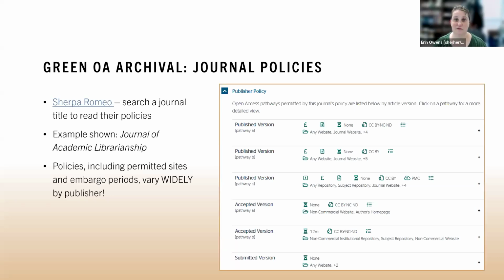We see here the list of publisher policies. You'll see each row is labeled as either published version, accepted version, or submitted version. So we can go through and expand one of these rows to see in detail what their policies are for that specific version of the paper. Now, note, I'm showing you an example from one journal, but these policies, including what websites you're allowed to post on and any embargo periods, these vary widely by publishers. So don't look at this example as your guide. Always go look at Sherpa Romeo for your actual journal.